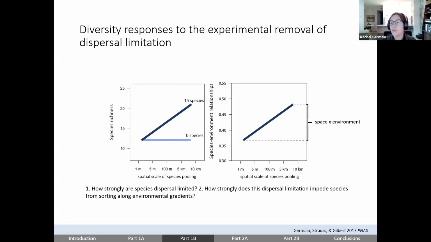And then the last thing I can do is actually do this at multiple scales, like I've said, and ask this question of at what spatial scale does dispersal limitation manifest? Right here, I have the two extremes, but what happens in the middle if you remove things at 5 meters or 100 meters or 5 kilometers and so on?